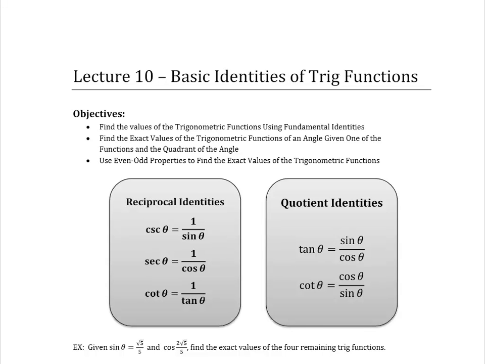If we're given one trig function value and maybe what quadrant it is in, or a sign of another trig function, meaning its positive or negative value, we can actually use that to find all the trig function values. So we're going to do that. And also even and odd properties. We're going to come back and talk about the fact that we discussed even and odd properties for functions in earlier lectures. We're now going to apply those terms to our trig functions. Some are even, some are odd.